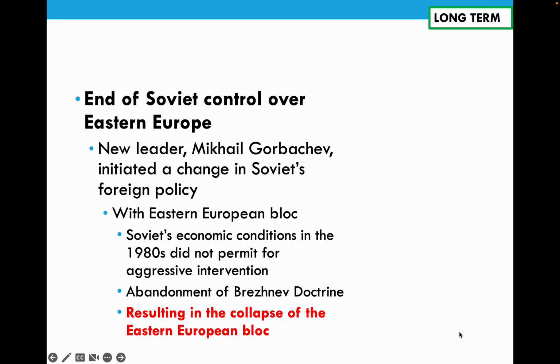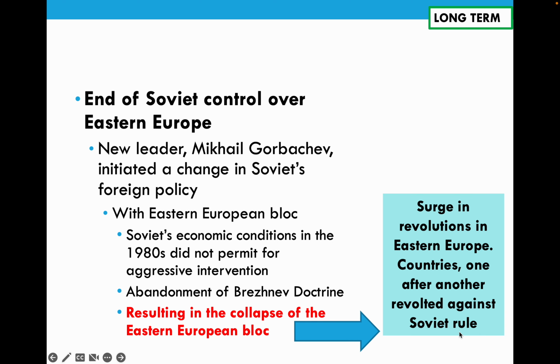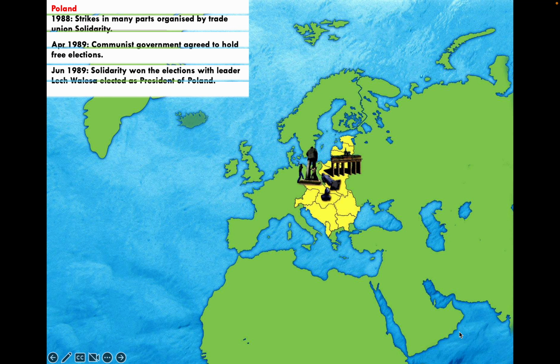which resulted in a collapse of the Eastern European bloc, because by abandoning the Brezhnev Doctrine, this means that if there's any form of opposition or any uprisings against the communist power, we will no longer see Soviet forces or Soviet tanks charging into the country. Now that there's no more Soviet tanks charging in to crush any form of opposition or dissidents, this led to a surge in revolutions in Eastern Europe. So countries one after another started to revolt against the Soviet rule.